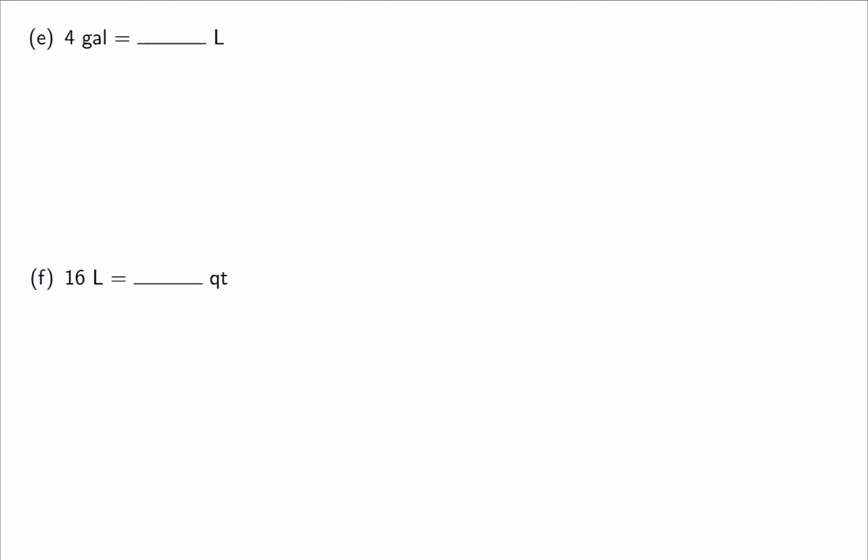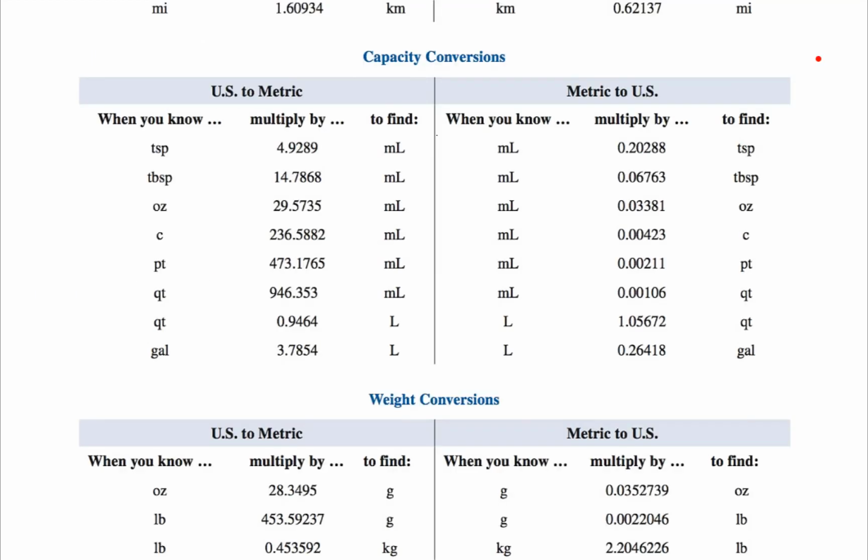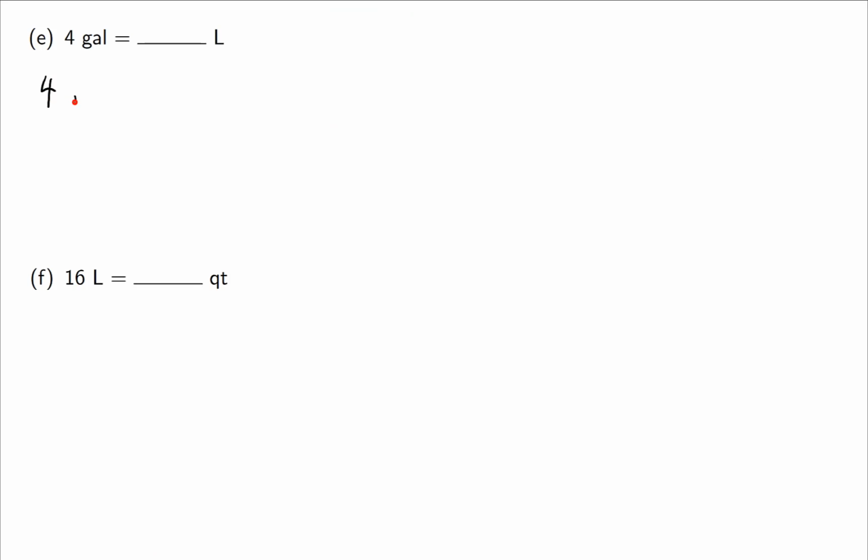Gallons to liters. A gallon is much larger than a liter, almost 4 times as much, so I suspect this answer will be relatively close to 16. Thankfully, gallons to liters is right here in our chart, 3.7854. We have 4 gallons times 3.7854. That's the number of liters in 1 gallon. I get 15.1416, which I'll round to 15.14 liters, pretty close to 16.